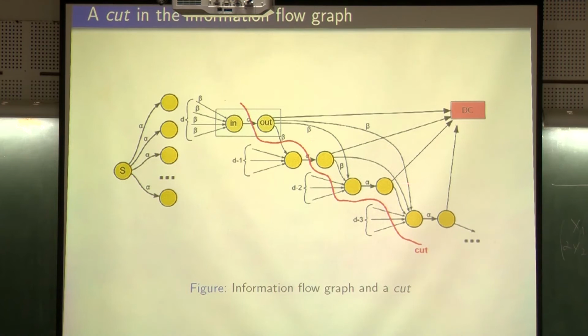Now, this graph is a pretty big graph. It can go on infinitely. If you want to check the total bandwidth, you can have a cut for this graph at any place. You could take a cut exactly through nodes like this, alpha, alpha, alpha, and then you get the bound k times alpha. But you want to choose the cut such that it is minimized, okay?